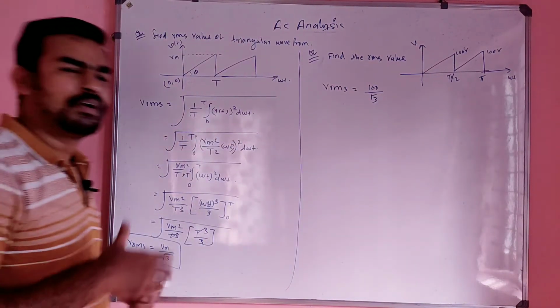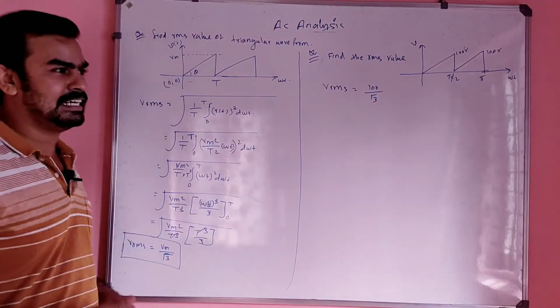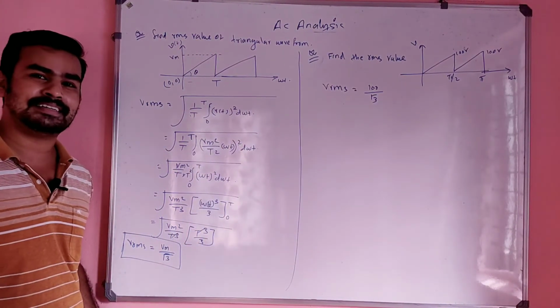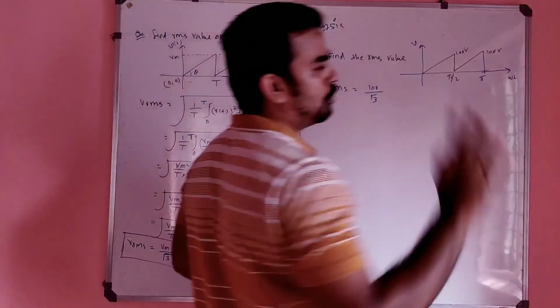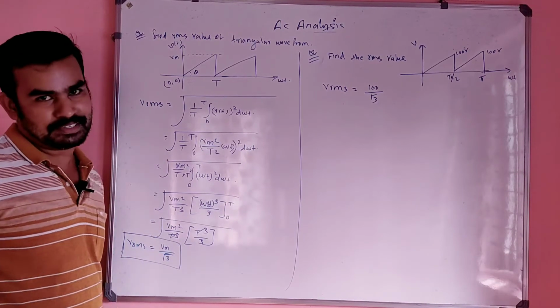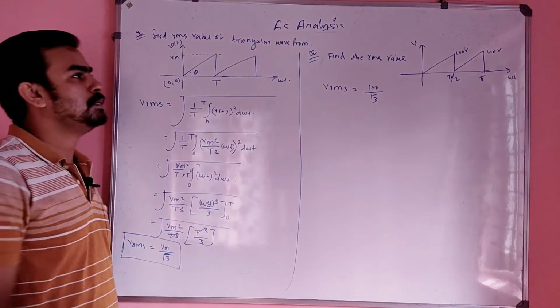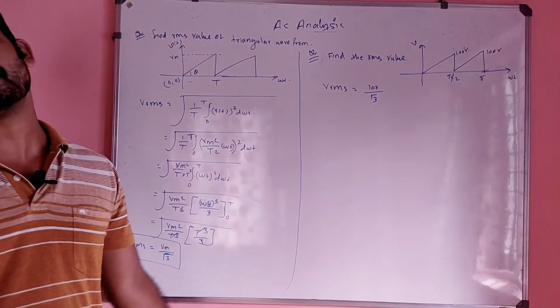No need to focus on what time period there is, whether it is in omega t or in t. You just need the value of Vm. The Vm here is 100 volt, so no need to worry about anything else. Simply take the value of Vm by root 3, and you will get the RMS value.